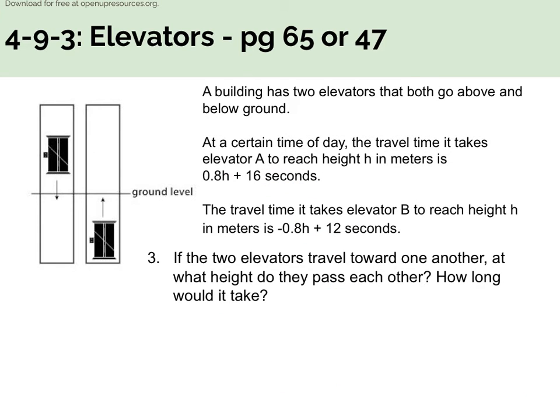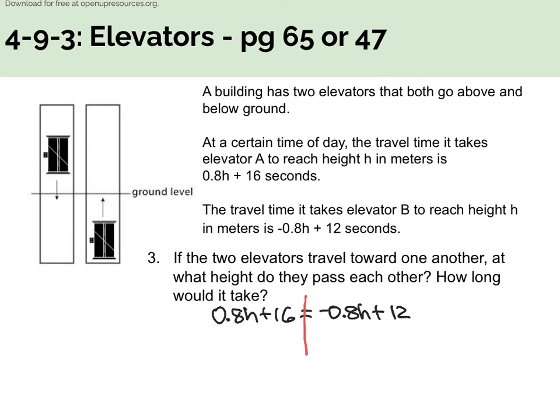All right, let's look at number 3. If the two elevators travel towards one another, at what height do they pass each other, and then how long will it take? So remember, if they pass each other, that means eventually their stuff is going to be equal. So let's go ahead and write down that equation. Elevator A was 0.8h plus 16. Elevator B was negative 0.8h plus 12. And let's go ahead and solve that and figure out at what height do they pass each other. So pause right now and solve that and then come back to me.